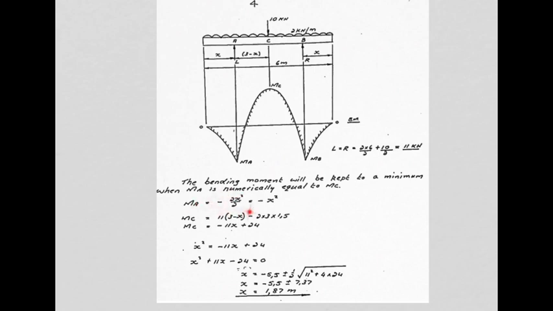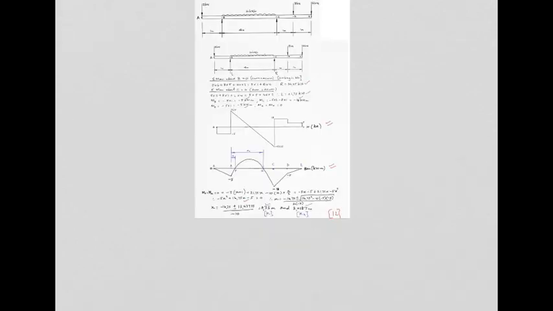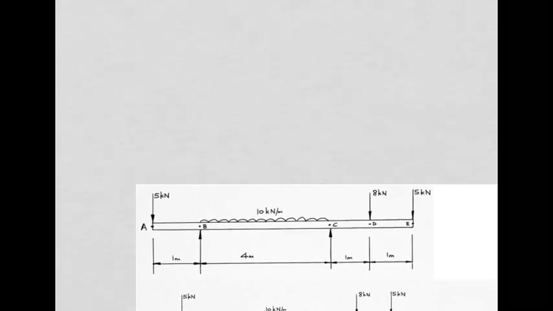That's what MA is if you expose the left hand side of the beam, or the right hand side, it's symmetrical. And that's what MC is equal to. Make the two equal to each other and you find that at 1.87 meters for X, you will achieve that situation. And another one for you to practice. There are the words. And there is the sketch of what's going on. So have a go at that.